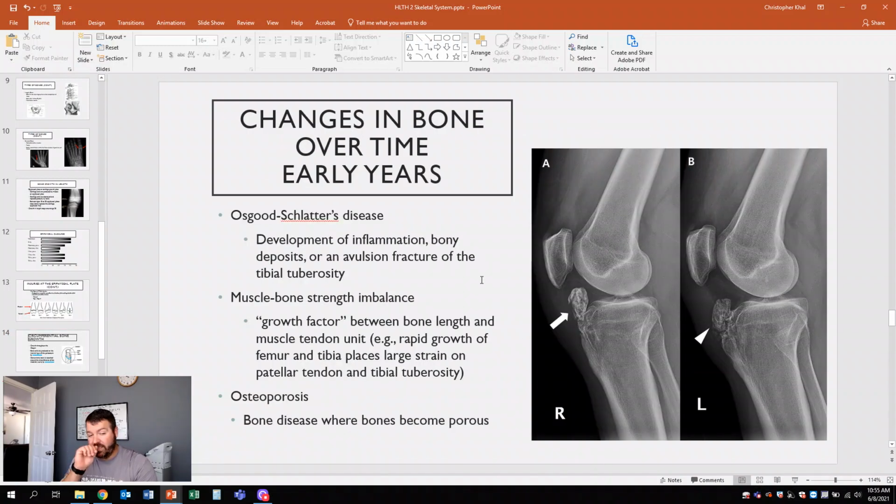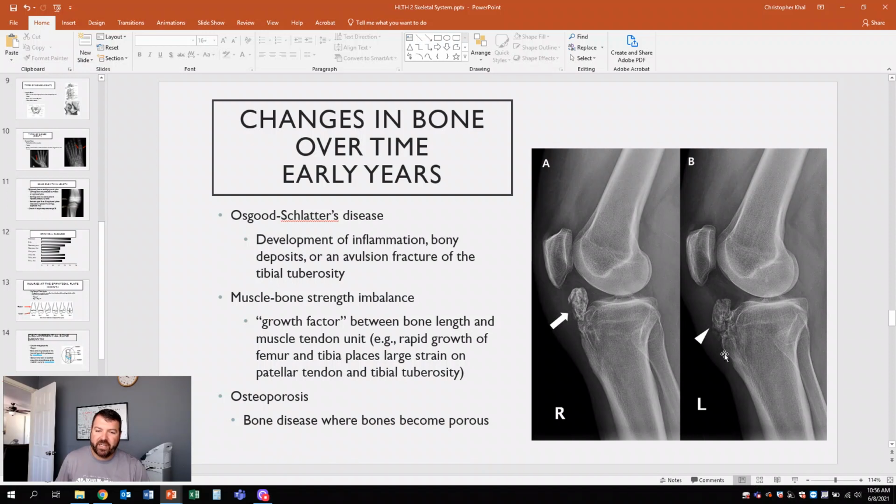All right, a change of bones over time. A common one is Osgood-Schlatter disease, very common in adolescents, especially the active ones. This is a development of inflammation, usually a bony deposit, or an avulsion fracture of the tibial tuberosity. The tibial tuberosity is just an area of bone.